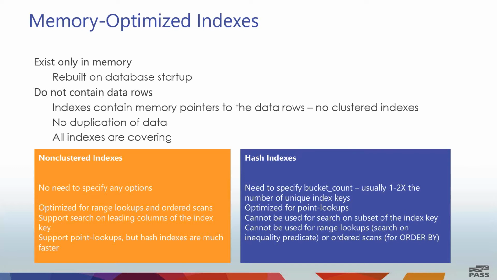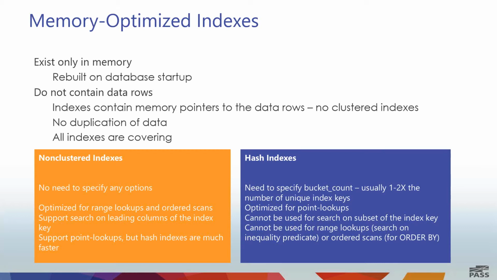With a non-clustered index, you don't need to specify any option when you create it. In fact, there's no option you can specify. It is simply a self-maintaining index that is dynamic, so it grows and shrinks with the size of the data. With the hash index, you do need to specify the bucket count when you actually create the index.